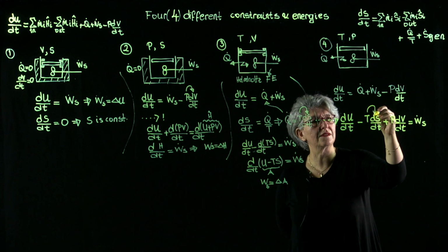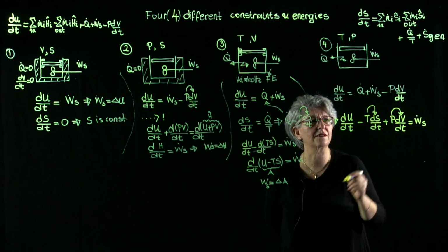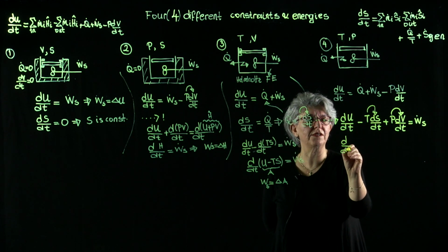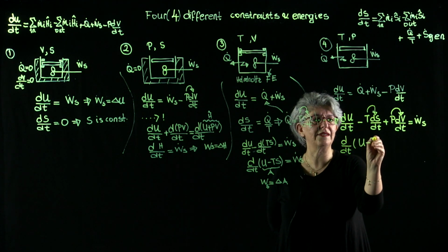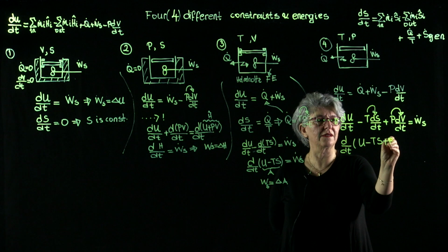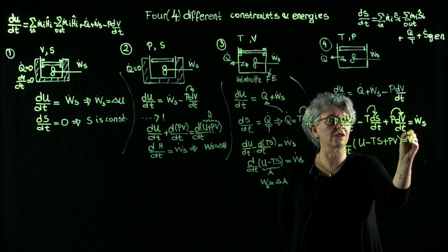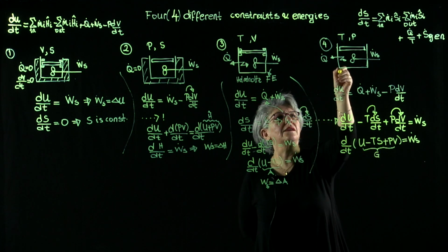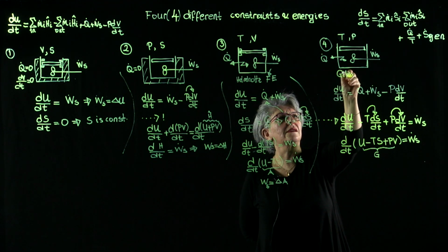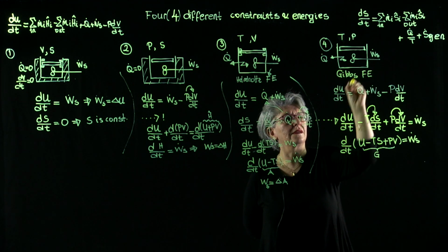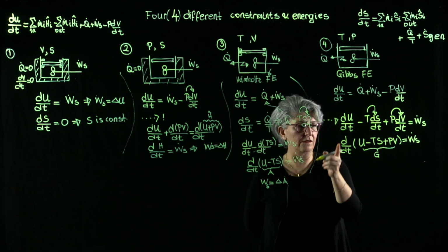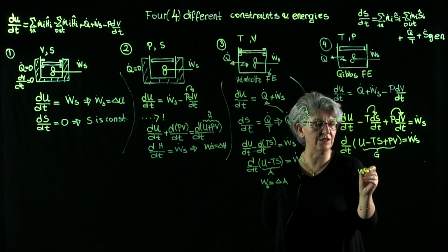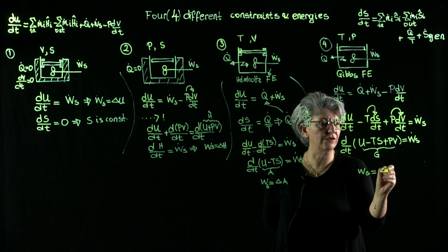Again, temperature is constant, this enters into the derivative. Pressure is constant, this enters into the derivative. So I collect them under 1 d over dt term. We have u minus TS plus PV is equal to shaft work. And this is the Gibbs free energy. All right. So we finalize this by carrying out the integral and to show that the shaft work without a dot is equal to delta G.